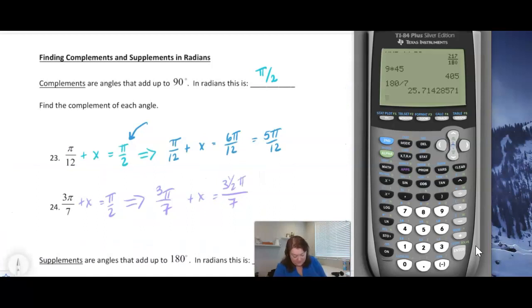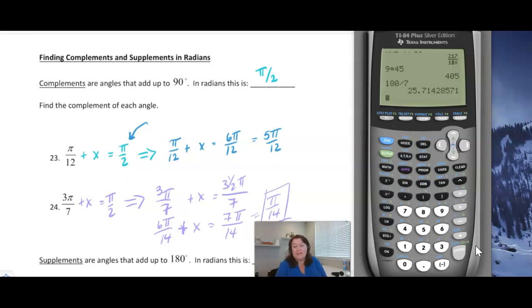So let's just double it. So we will call this 6 pi over 14 plus x equals 7 pi over 14. Ah, that's easy. That's pi over 14. That's just one of them. Okay, you can also do the algebra method and just solve for x.